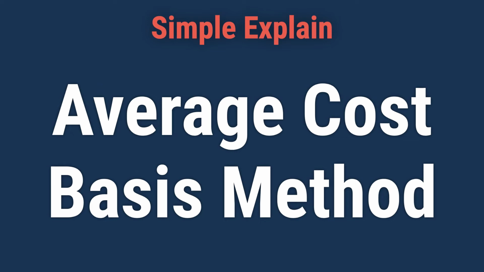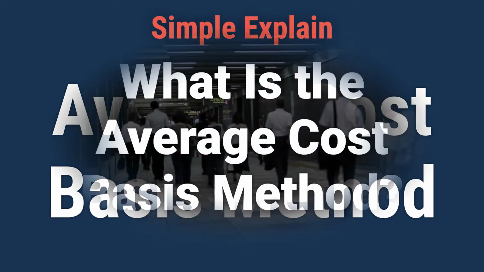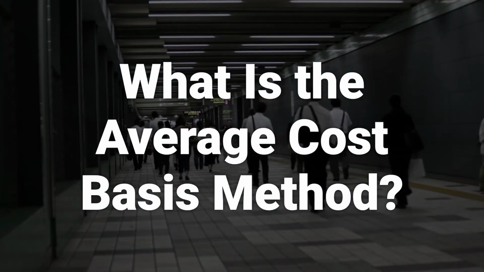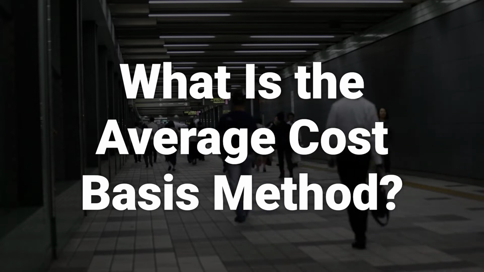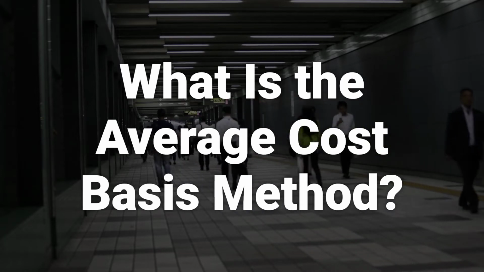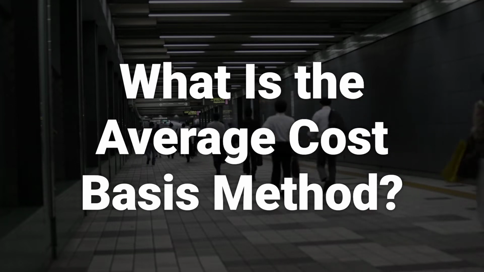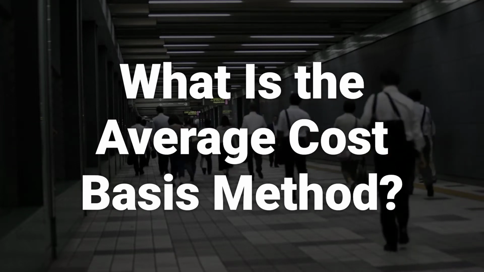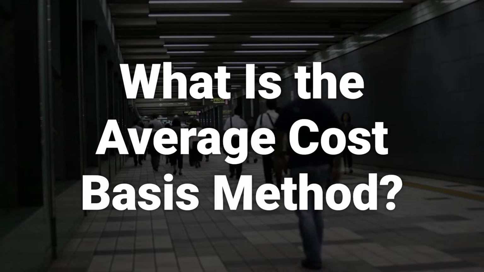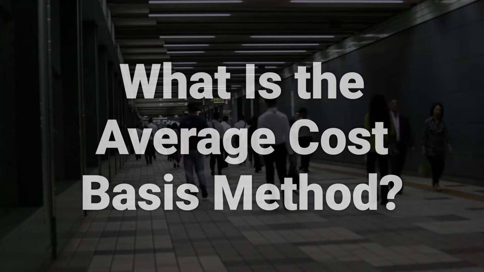Today, we will talk about the average cost basis method, definition, calculation, and alternatives. The average cost basis method is a system of calculating the value of mutual fund positions held in a taxable account to determine the profit or loss for tax reporting. Cost basis represents the initial value of a security or mutual fund that an investor owns.